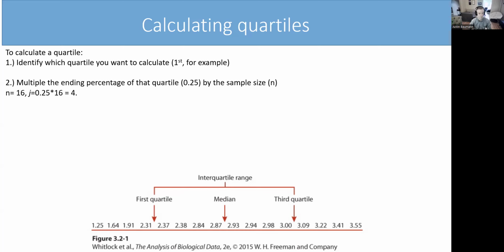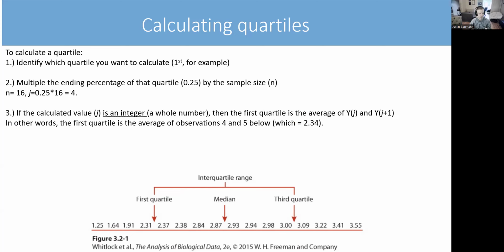So that tells us that the first 4 observations are our first quartile. Looking again at the data here at the bottom, quartile 1 goes through observations 0 through 4. Quartile 2 would be the next 4, and then the median, and then the next 4, and then the third quartile, and then the next 4. If the calculated value is an integer, then the first quartile is the average of observations 4 and 5, which is 2.34.